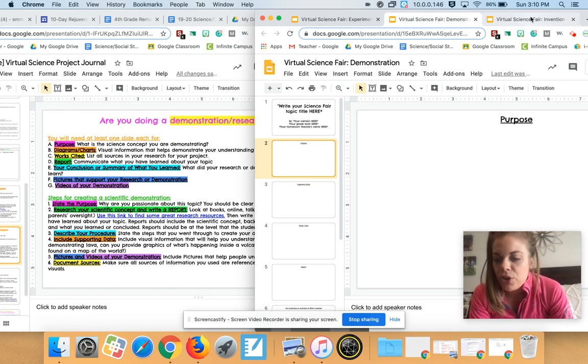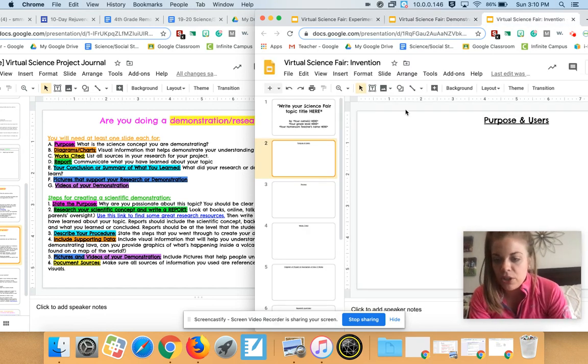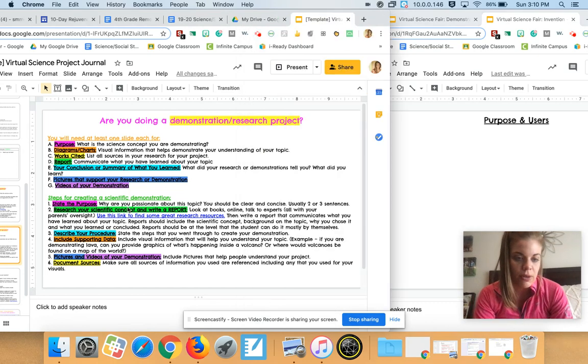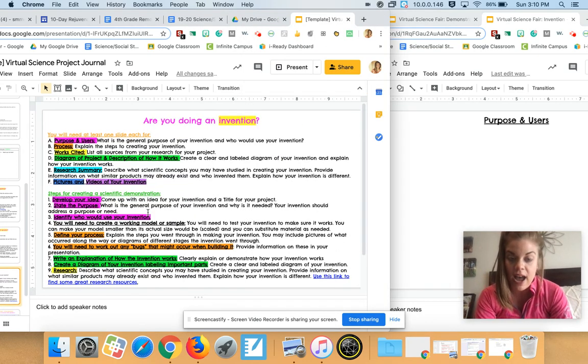And then if you're doing an invention, yours is very similar. You're going to also talk about your purpose, and then you're also going to talk about who would use your invention. Okay, so let me flip to the invention slide that tells me all those directions. Remember, you guys have this in that science journal. And I will also link this color-coded one to our checklist. Okay, so I'm going to look at the pink highlights again because that's what this slide is focusing on.